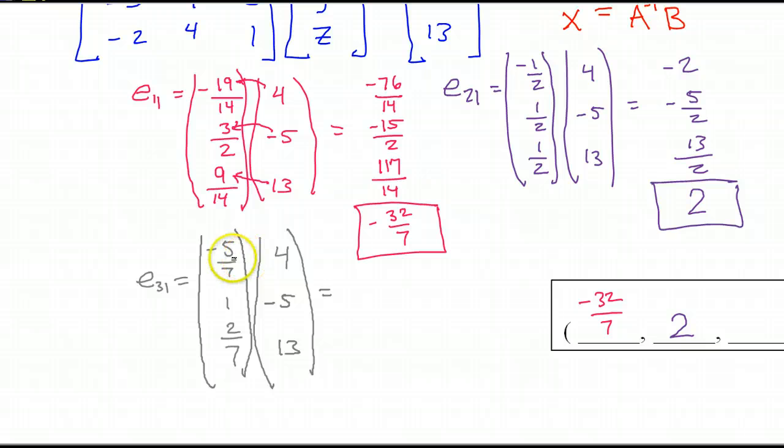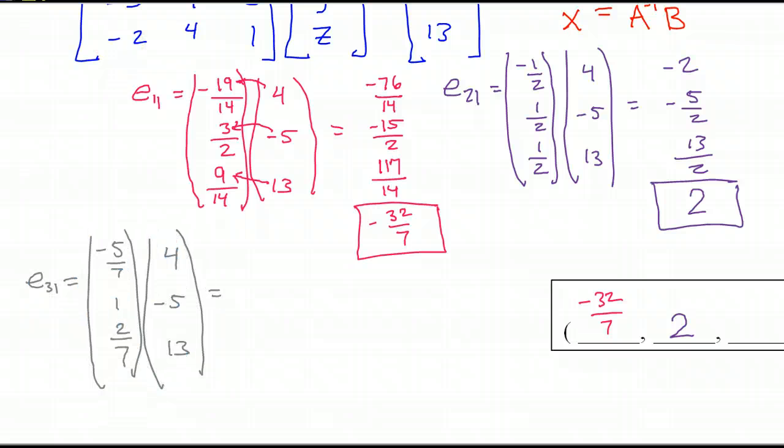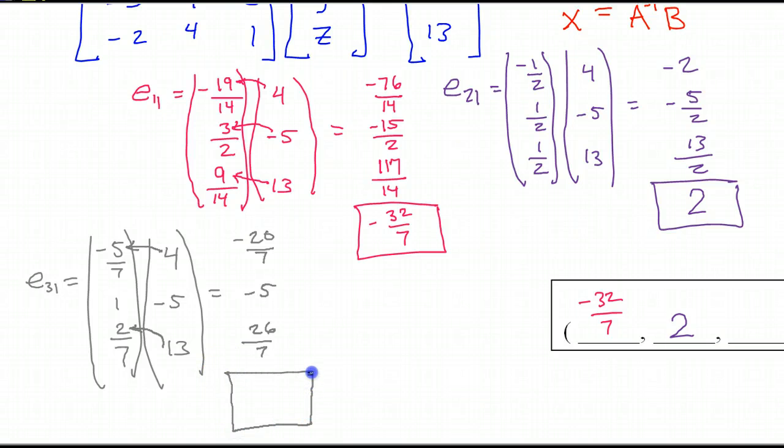That is going to give me, you know, I feel like I do need a little bit of space. Just move over. That is going to give me negative 20 over 7 and negative 5 and 26 over 7. I'm just multiplying the numerator by these guys. Just the numerator. One more time I need to add all these up so I can call it a day.